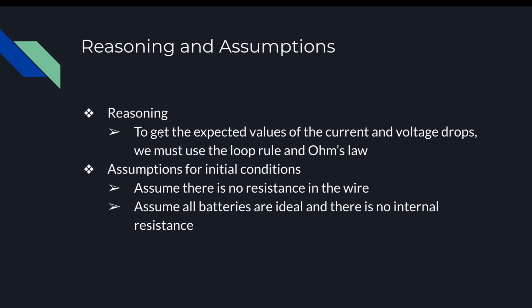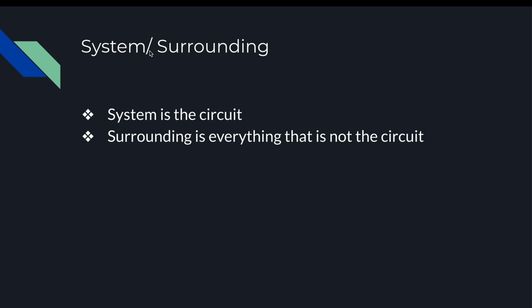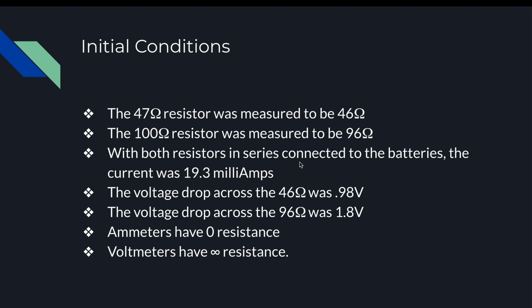Reasoning and assumptions. To get the expected values of the current and voltage drops, we must use the loop rule and Ohm's law. Assumptions for initial conditions: assume that there's no resistance in the wire, and assume all batteries are ideal and there is no internal resistance to get the expected values. The system is just the circuit. The surroundings are everything that's not the circuit.